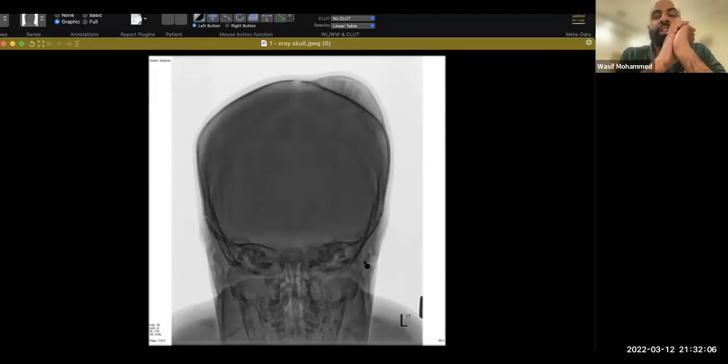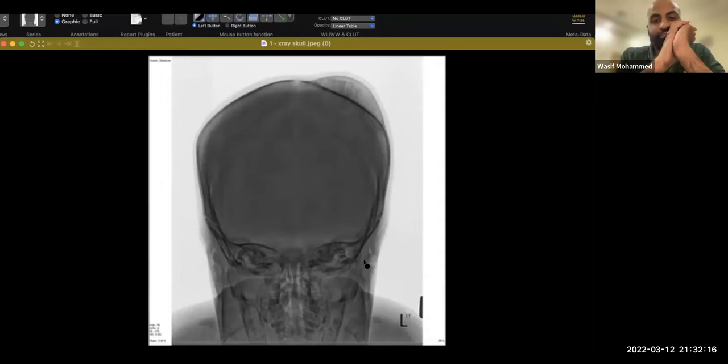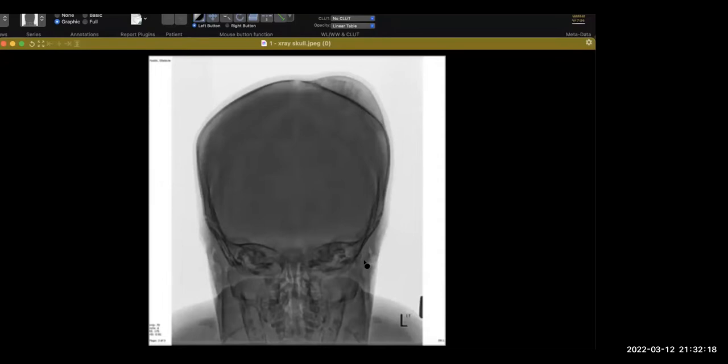So where does subgaleal hematoma lie? Okay. Okay, so I think I have gone the other way around. So cephalohematoma lies superficial to the galeal aponeurosis, and the subgaleal hematoma lies beneath it.